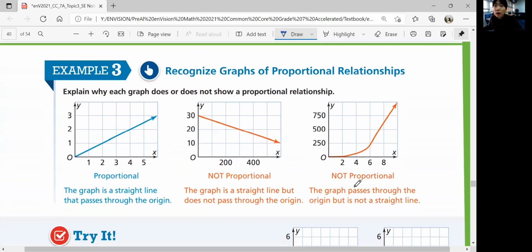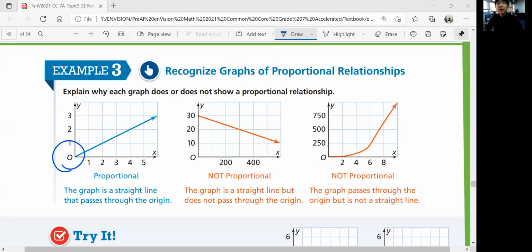Example 3. Recognize graphs of proportional relationships. Explain why each graph does or does not show a proportional relationship. This is proportional because it's a straight line and it passes through the origin. So in order to be a proportional relationship in the graph, you need to start from the origin, and you need to have a constant rate of change.